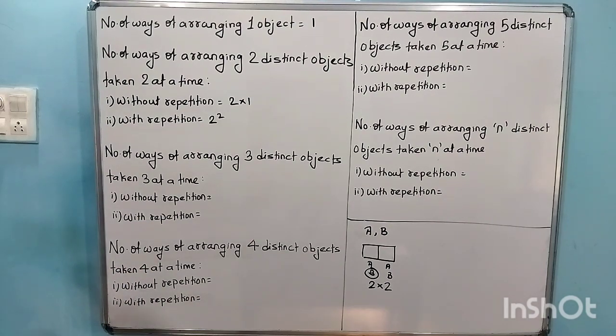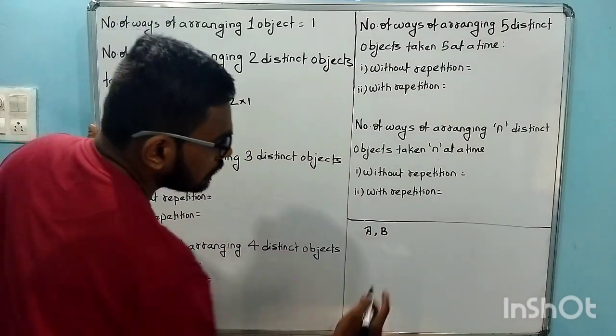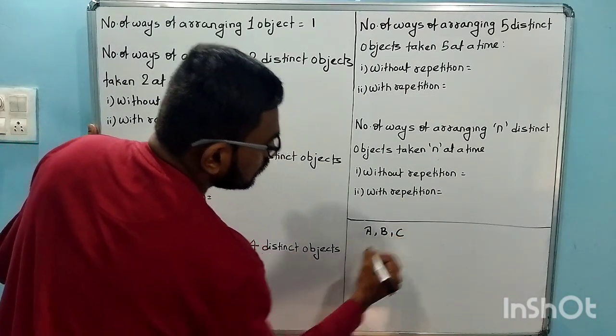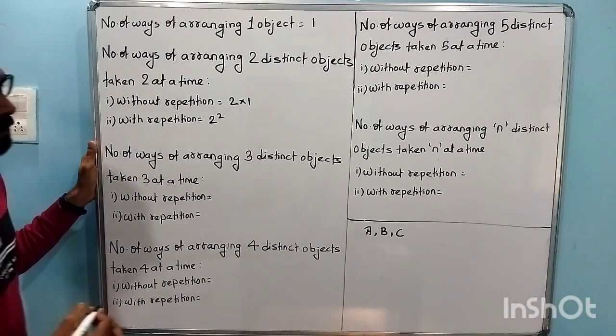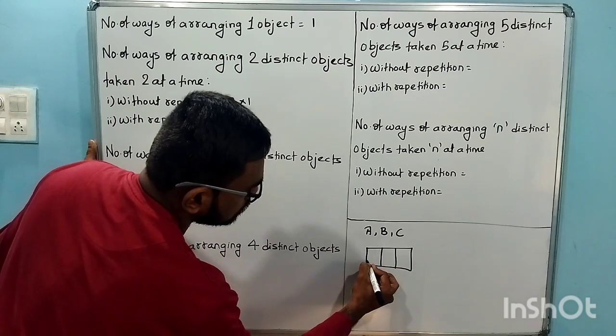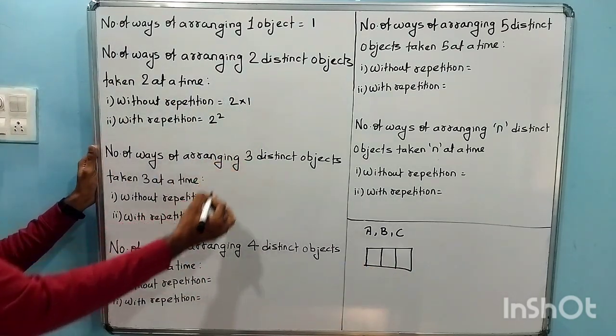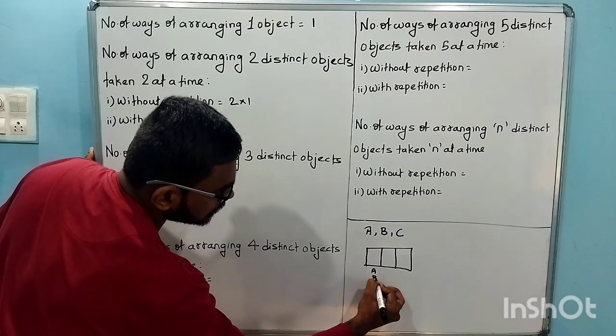Now the number of ways of arranging 3 distinct objects taken 3 at a time. So we'll see this. For example, we have 3 letters here, A, B, C. What are the number of ways of arranging this? We have 3 objects and 3 places now.